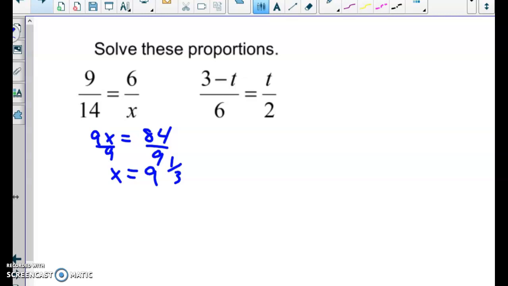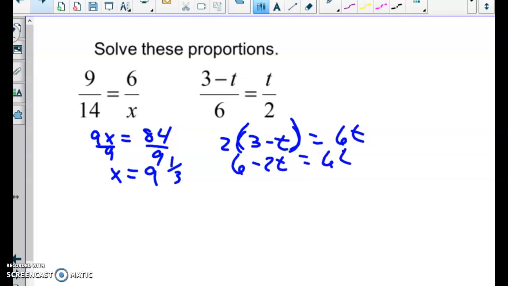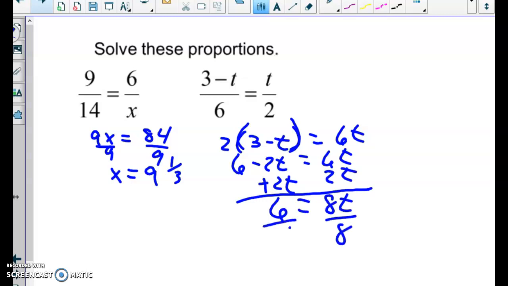Over here, if we do the cross products, I get 2 times 3 minus t equals 6 times t. Make sure you put the 3 minus t in parentheses. Oftentimes, students will make the mistake of just multiplying the first term by the 2 and forget about the second term, which is going to make it difficult to get the problem correct. So I get 6 equals 8t, dividing by the 8, I end up with t equals 3/4.